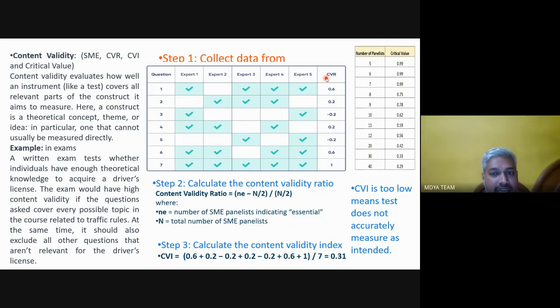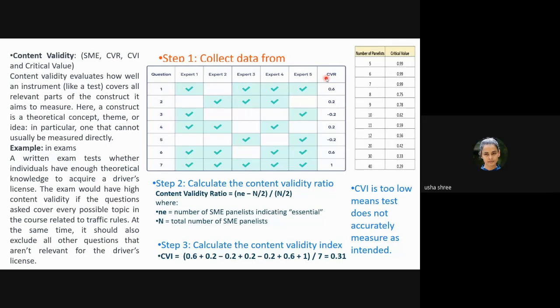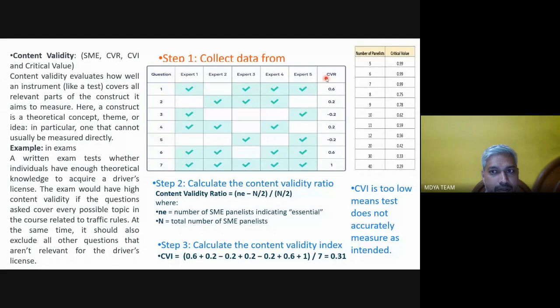Are you understanding it? Yes, sir. Okay. So in this way, 7 questions were there in the questionnaire, and 5 experts were there, and they mentioned their opinion in the form of essential, whatever they thought. So in step 2, calculate the content validity ratio. By this formula, they have calculated it.